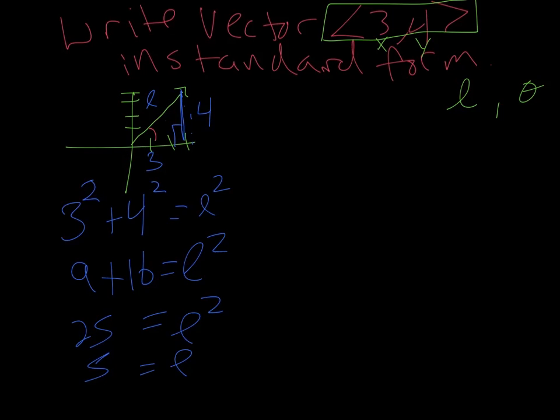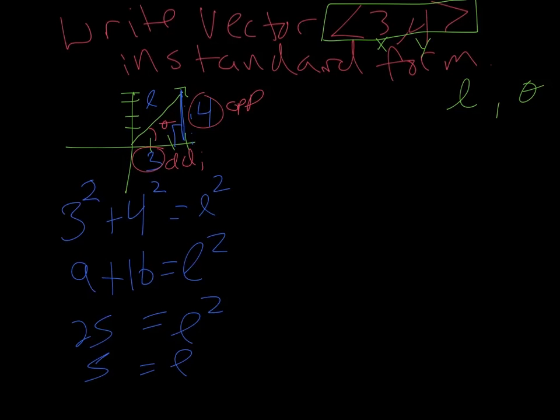Now, I want to find this angle right here. Since this is a right triangle, I can use right triangle trig. I feel like that would be the easiest way to go about it. Since we were given these two lengths, let's go ahead and use those two lengths. This would be our opposite side here and our adjacent side here.